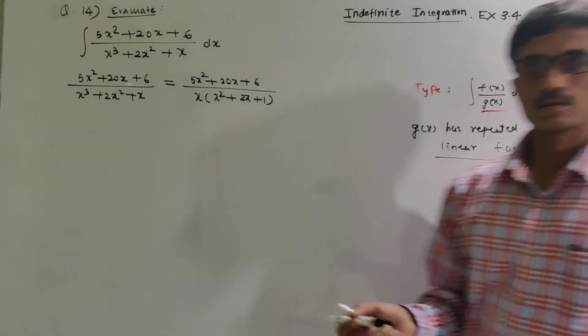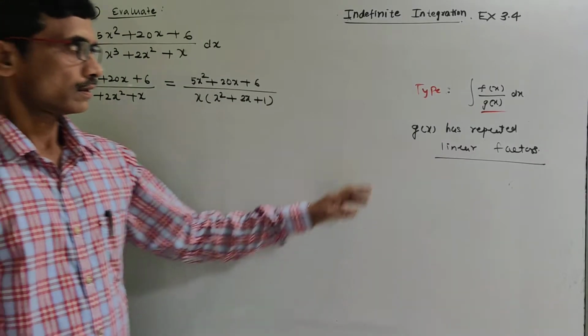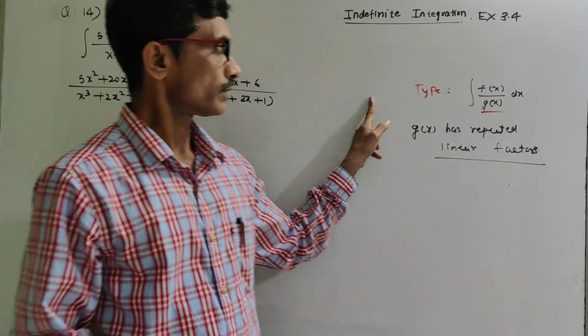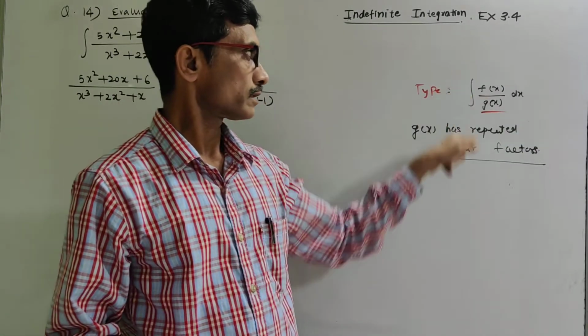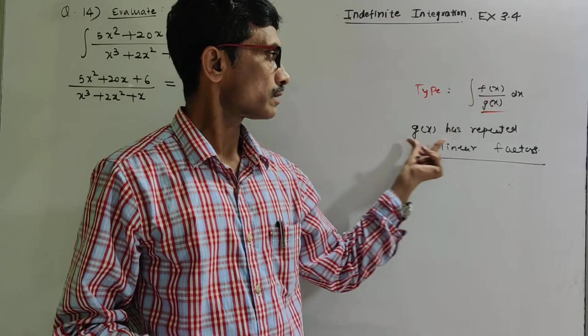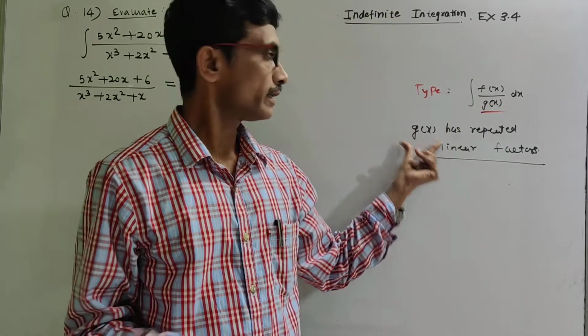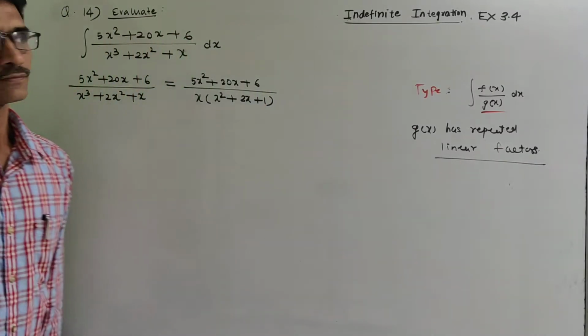हेलो डियर स्टूडेंट्स, इस वीडियो में हम एक्सरसाइज 3.4 का लास्ट टाइप ऑफ इंटीग्रेशन बाय पार्शियल फ्रैक्शन, दैट इज इंटीग्रेशन f(x) upon g(x), जिसमें कि g(x) has repeated linear factors. So this type we are going to start in this video.